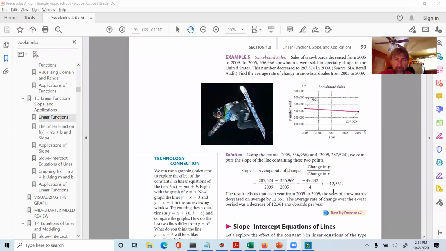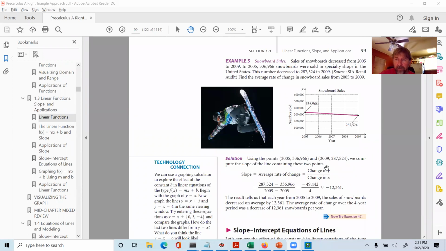All right, so that was average rates of change. You should definitely read our snowboard ones. So in 2005, we sold 336,000 units. And it looks like we're decreasing. In 2009, we only sold 287,000 units. So we have a negative slope. Our X value increased in time. That's a positive. But our Y value decreased. So we have a negative oriented slope. So our sales are declining.